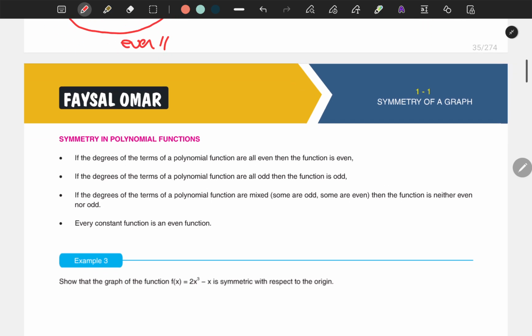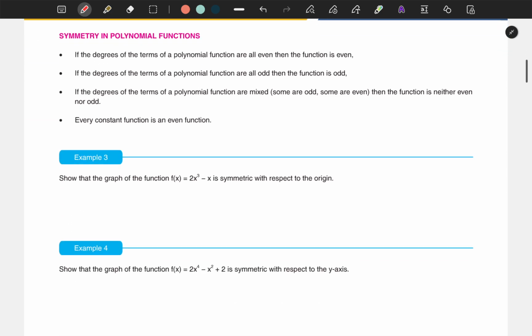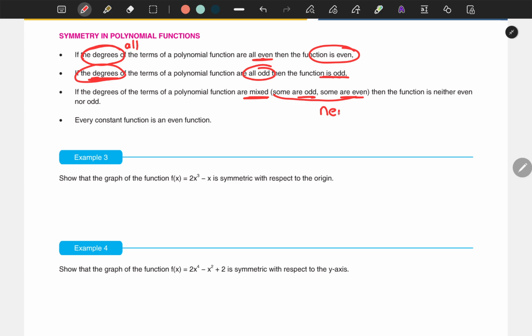Alright, let me scroll it down. Let me summarize something. Guys, if I have a polynomial function, if all degrees are even, function is even. If all degrees are odd, it means that function is odd. If I have degrees mixed, yani odd and even together, this case becomes neither. Okay? Yani what I mentioned, even and odd shouldn't be together. Every constant function is even, yani every number.